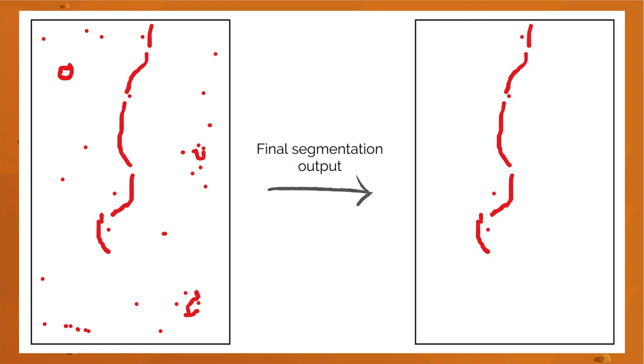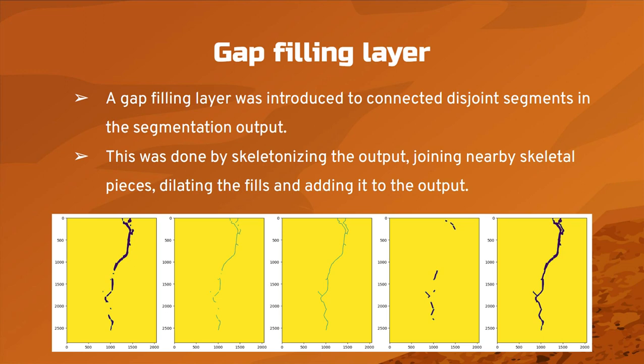However, there were still discontinuities in the output. To minimize these discontinuities, we introduced the gap-filling layer. Here, first we skeletonized the segmentation output. This basically thinned down the inverted channel predictions into skeletal segments that are 1 pixel in width. Next, we identified the coordinates of the end pixels of the skeletal segments and joined the discrete skeletal pieces which are in close range.